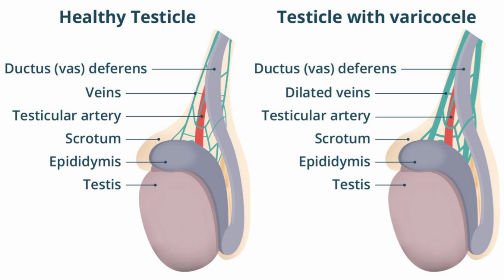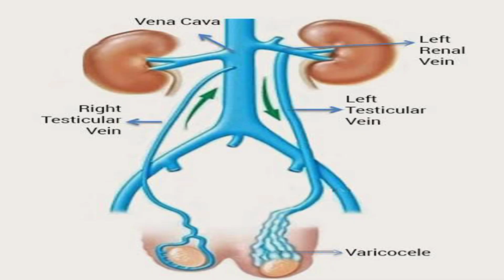So you can see here, the right side image shows a healthy testicle along with its structures and blood supply, and on the left side you can see a testicle with a varicocele, where you can see the dilated veins. And this picture is also showing a varicocele on the left side, and here you can see the left testicular vein drains into the left renal vein, which then drains into the inferior vena cava, and the right testicular vein drains directly into the inferior vena cava.